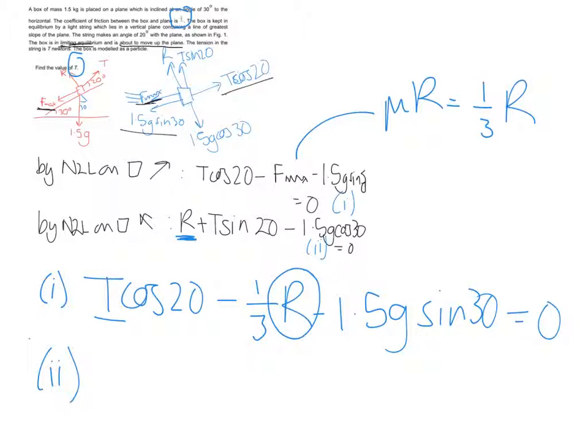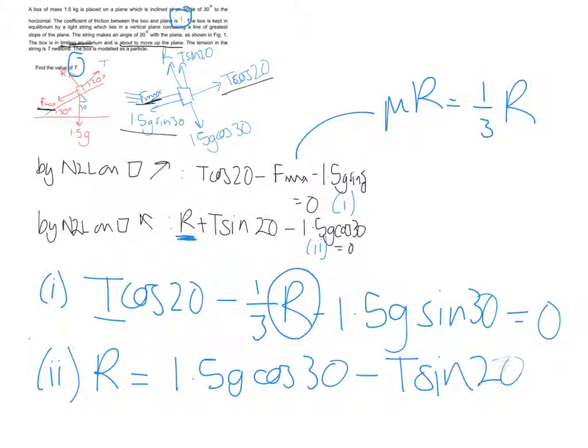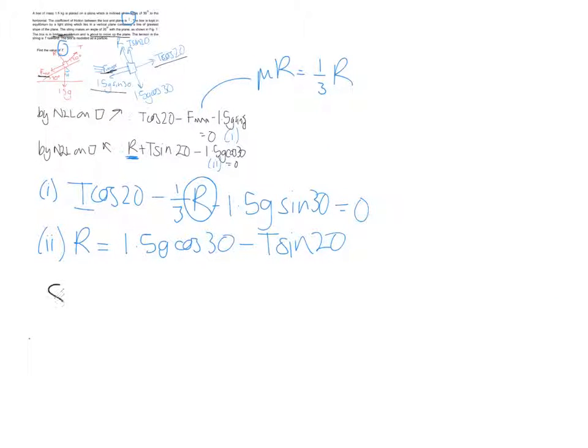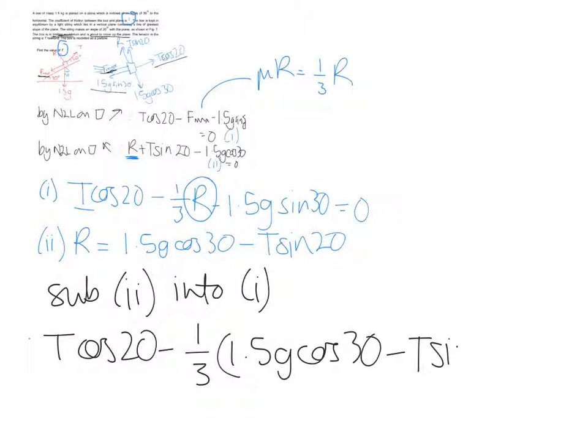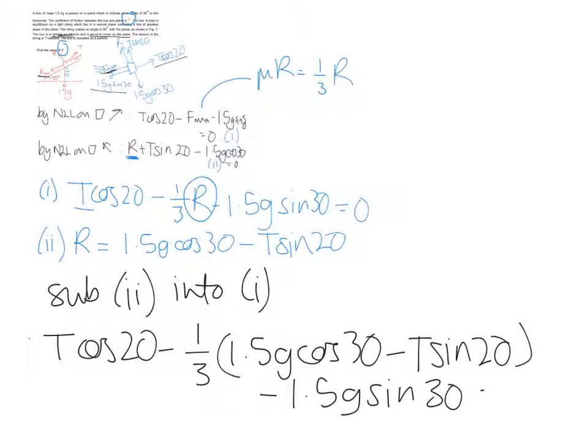Okay, so if we rewrite this, we say R equals 1.5g cos 30 subtract T sin 20. So now we can sub equation 2 into equation 1. So T cos 20 minus a third of 1.5g cos 30 minus T sin 20, minus 1.5g sin 30 equals 0.